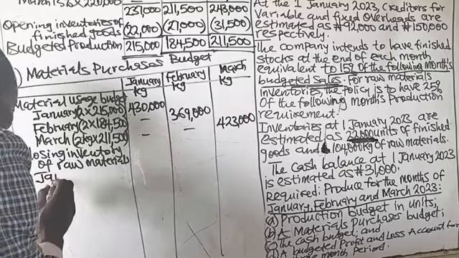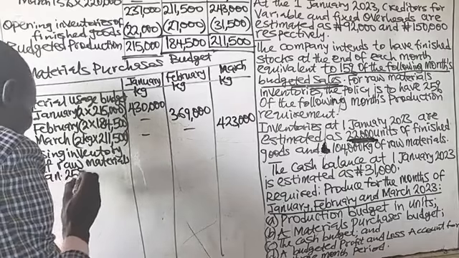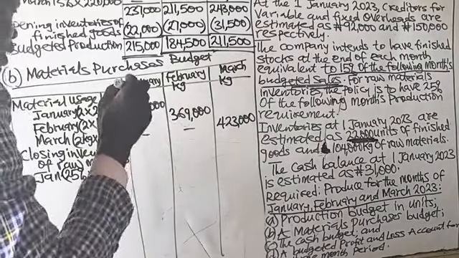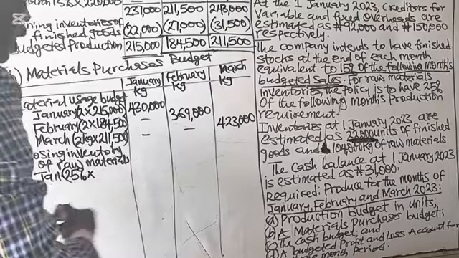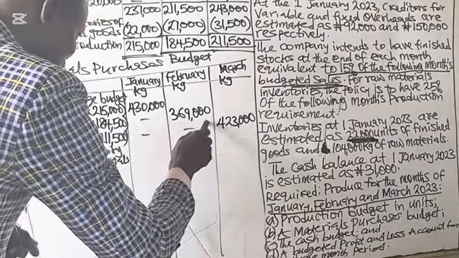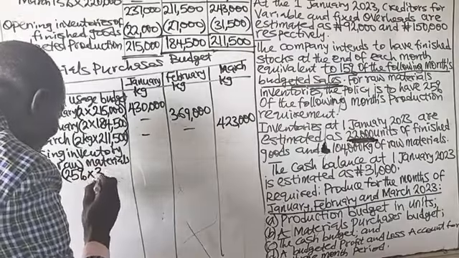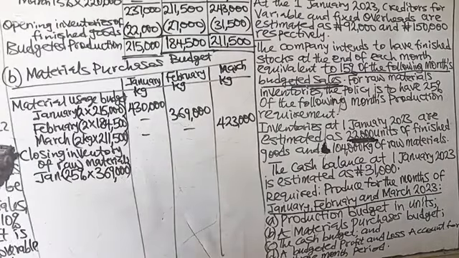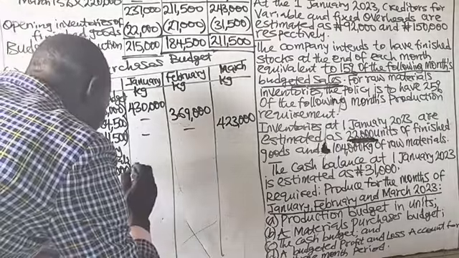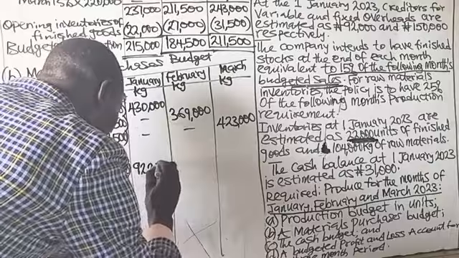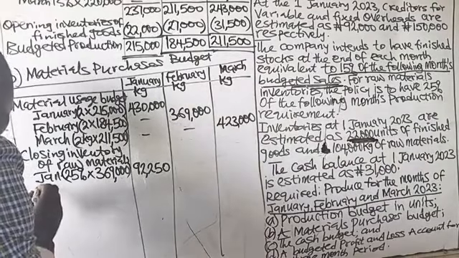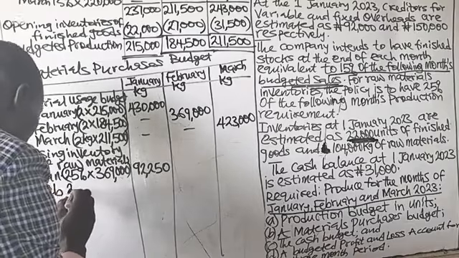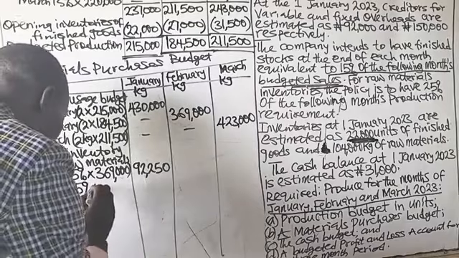So in the month of January, 25% of February requirement. The production in the month of February will require 369,000. So you have 25% of 369,000. That will be the closing inventory in the month of January. So 25% of 369,000 gives us 92,250 kg.